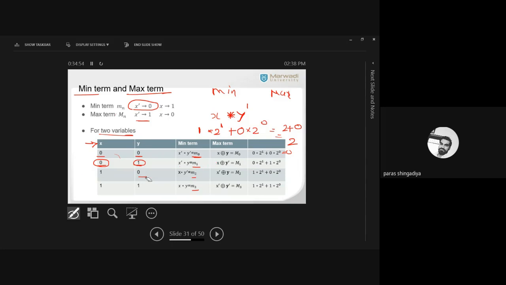Clear? And now the last one, both are 1, दोनों 1 है, ठीक है? So what is its expression? That is x star y. ठीक है, दोनों 1 है, तो इसका expression क्या होगा? x star y. X means 1 and y also means 1. So it will be 1 into 2 raised to 1 plus 1 into 2 raised to 0. इसका total होगा 2 plus 1 and 2 plus 1 is equal to 3. So therefore it is called M3. Clear? So that is the output for min term.